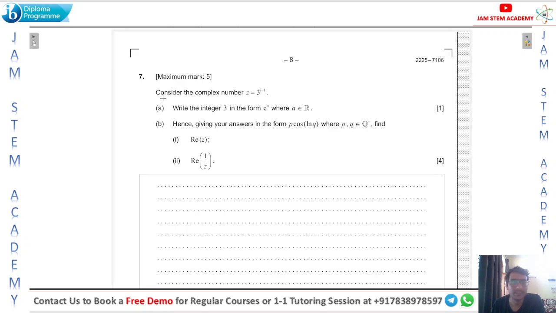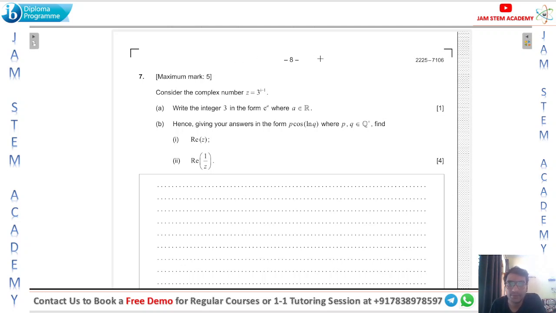Okay. So the question says, consider the complex number z equals 3 raised to the power i minus 1. So we have a complex number over here, and the first part says write the integer 3 in the form e raised to the power a, where a belongs to the real numbers.